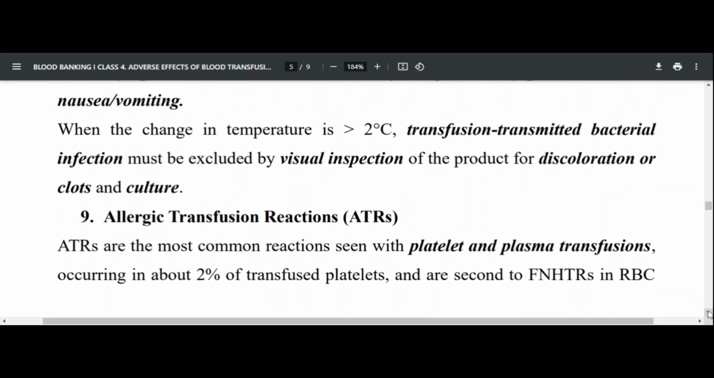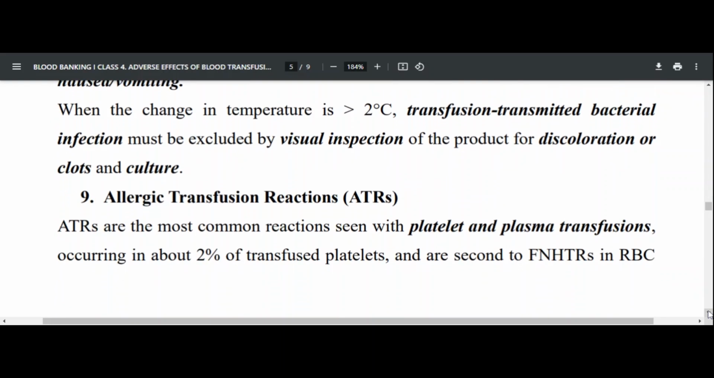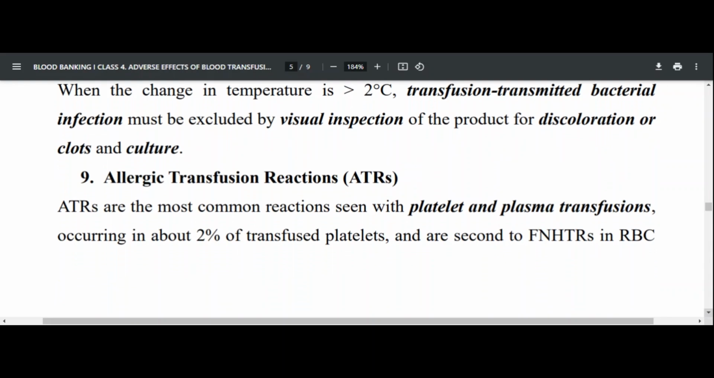So now the ninth one is called allergic transfusion reaction. This is the ninth reaction. Allergic is also one of the most common reactions that is seen with platelet and plasma transfusions, occurring in at least 2% of transfused platelets. So these things are happening because we are transfusing every day in our hospitals. But of course, make sure you follow up with the nurse, because sometimes nurses are the ones who transfuse, so they may not clearly understand what is going on. You also have to follow up and get in touch with them in case there is any change.